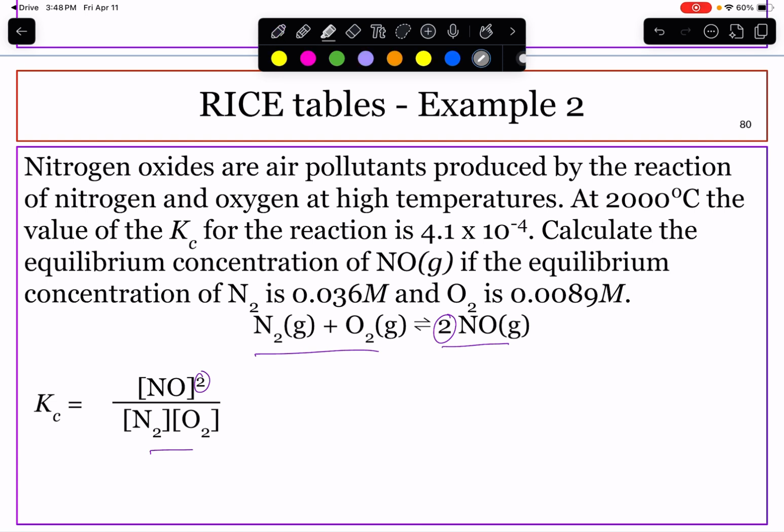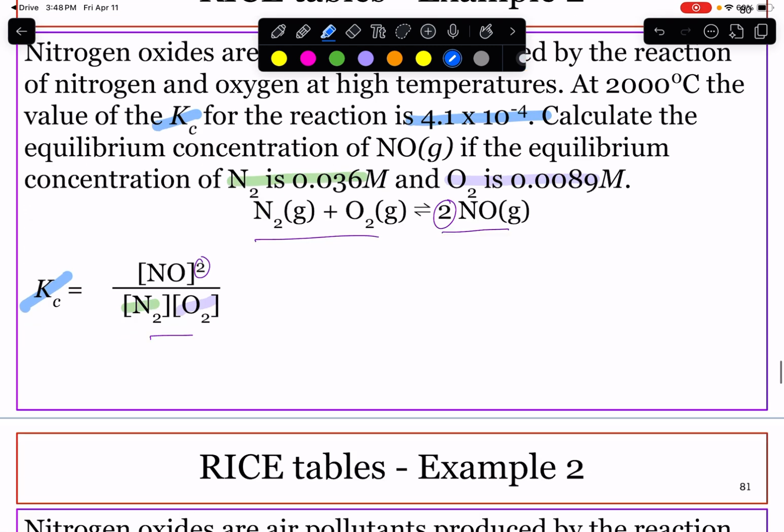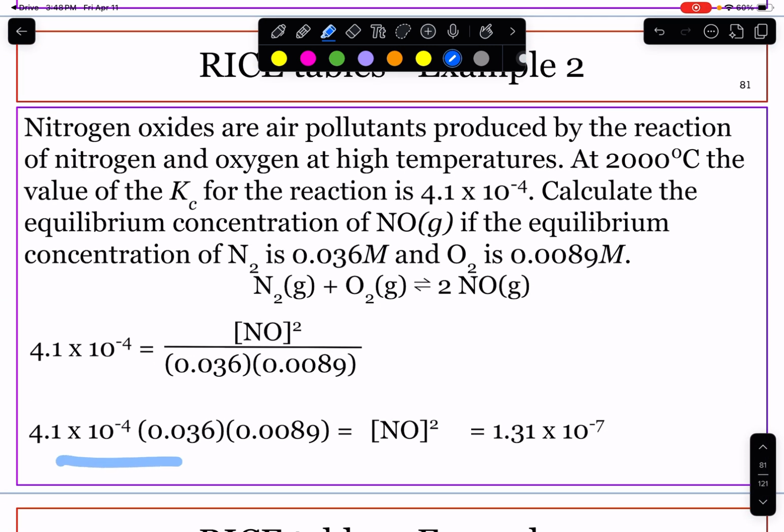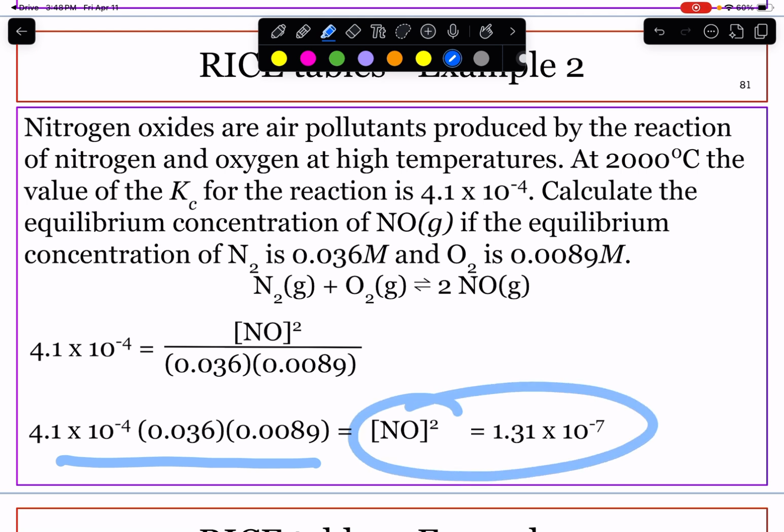We have this value for nitrogen, that goes here. We have this value for oxygen, that goes here. We also have the K value as 4.1 times 10 to the -4, and that goes here. Plug in all of your values, and you should get this. If you multiply your denominator on both sides of this equation, we get this so far. Then we have 1.31 times 10 to the -7 is equal to NO squared.